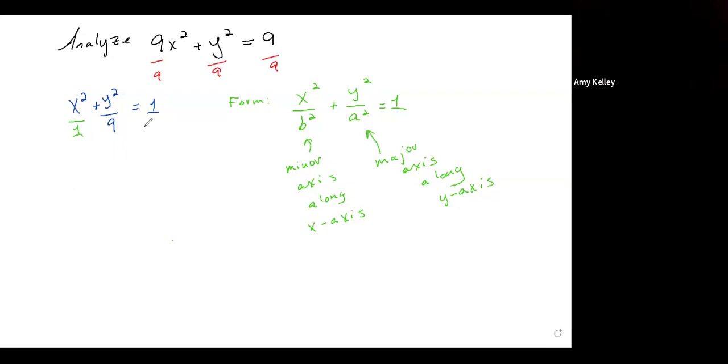All right, so if I take a look at my values for b squared and a squared, I do see that a squared is equal to 9. Therefore, taking the square root on both sides, we would have a equals plus or minus 3. b squared equals 1. Taking the square root of both sides would give us b equals plus or minus 1. Using this information, we can begin to set up our graph.